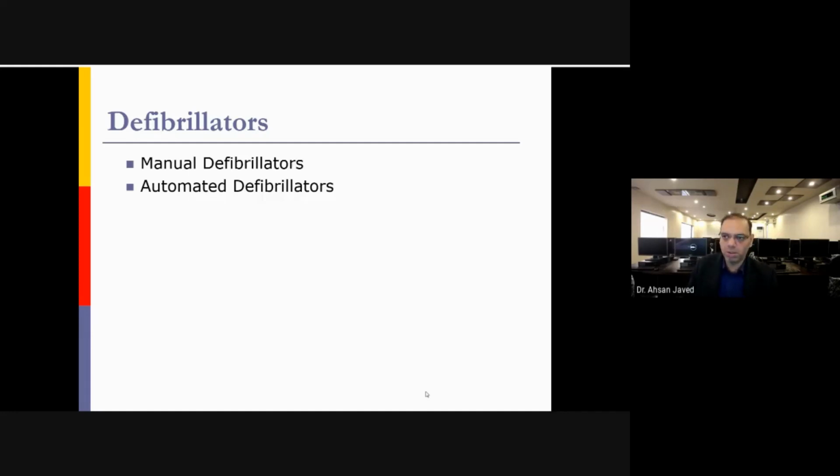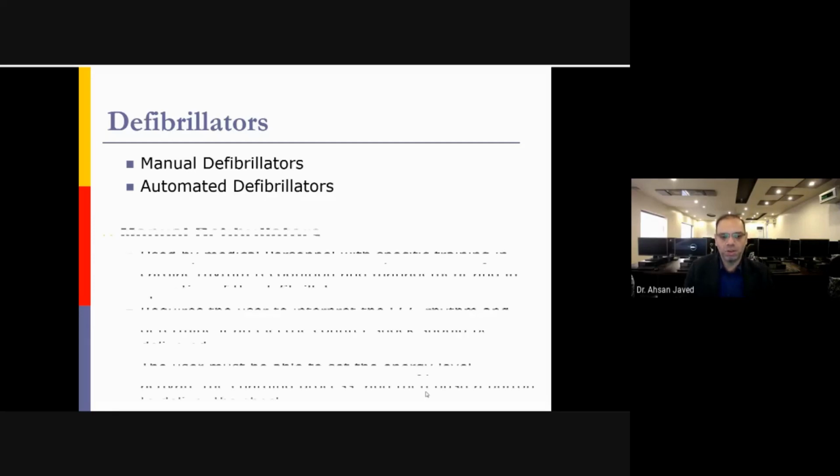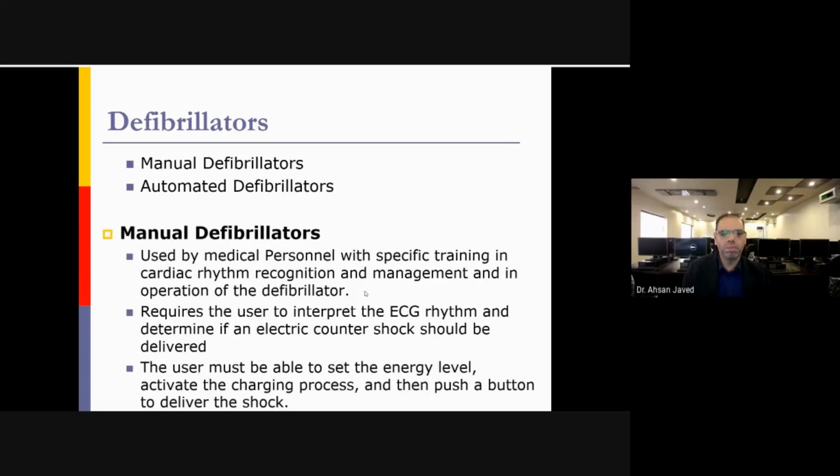Manual, they always need a doctor or physician to be present on the site and will identify the rhythm abnormality in the ECG, and then will decide whether the patient needs defibrillation shock or not. Whereas in case of automated defibrillator, there is an automated process. You apply the patches and you wait for the machine to analyze, and once the machine analyzes, it decides whether the patient needs to be given the electrical shock or not. So here is the detail of manual defibrillators. They are used by medical persons only. It requires understanding of ECG rhythm, and the user should be able to set the energy level, activate the charging process.